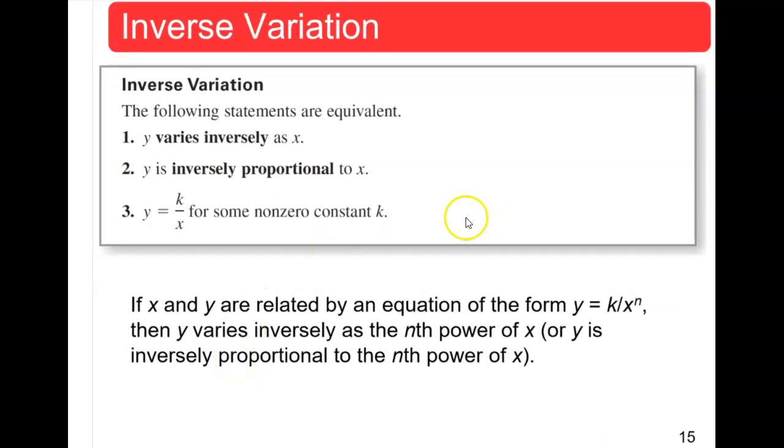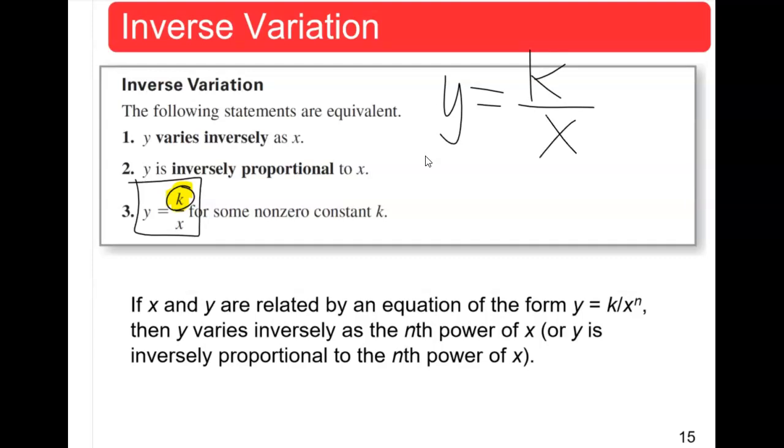Okay, so let's move on to the next type of variation. This is called inverse variation. And inverse variation will be considered like a division. We will still have the constant of proportionality, but the other variable will be dividing that constant. Like that.